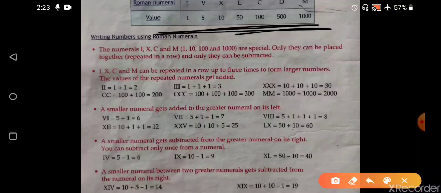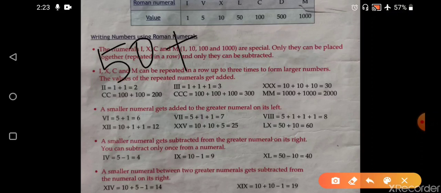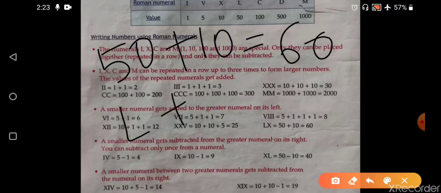Right? You have to learn this, what alphabet is used for what number. So how do we write 60? 50 plus 10 is equal to 60. So 50 is written as L, 10 is written as X. So 60 becomes LX. I hope rule number 3 is clear to you all.